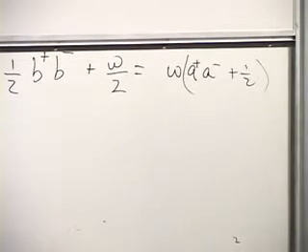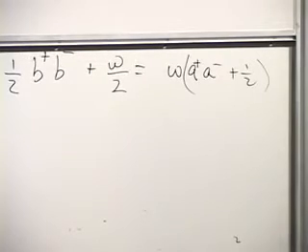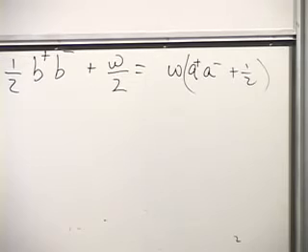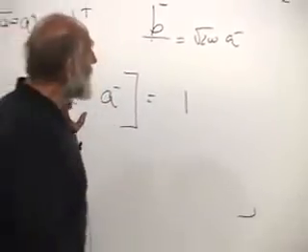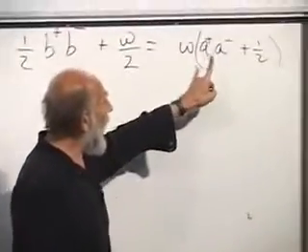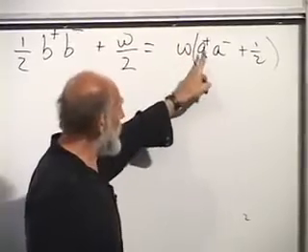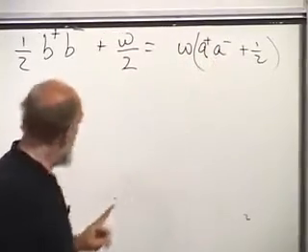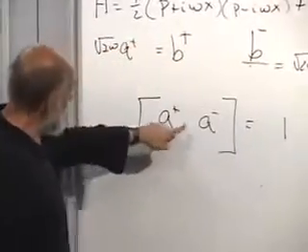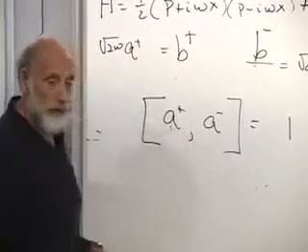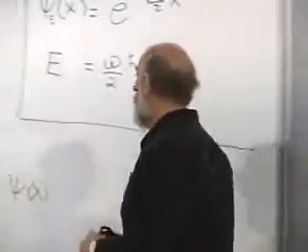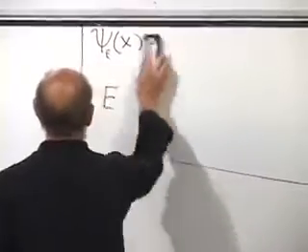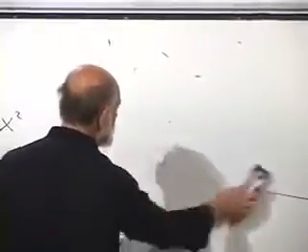plus 1/2. So we've reduced the problem of the harmonic oscillator, the problem of finding the energy levels and the eigenvectors, but in particular the energy levels, to finding the eigenvalues of an operator A plus A minus, given that A plus and A minus have a commutator equal to 1. We now have basically an algebra problem, or a very, very simple operator problem.